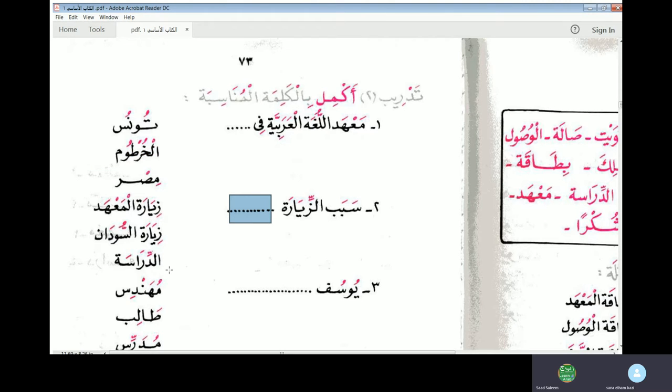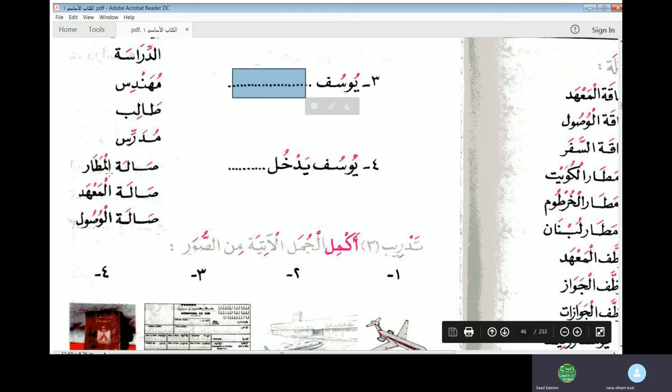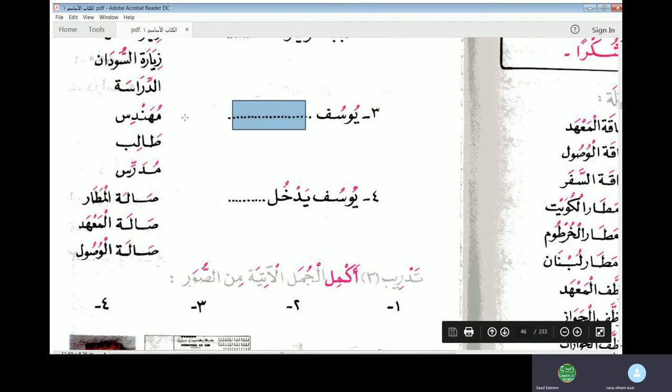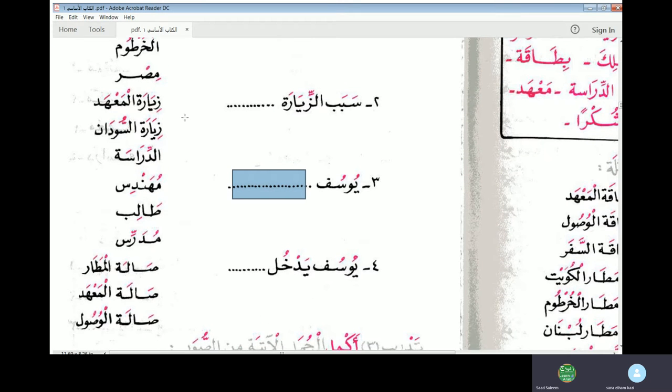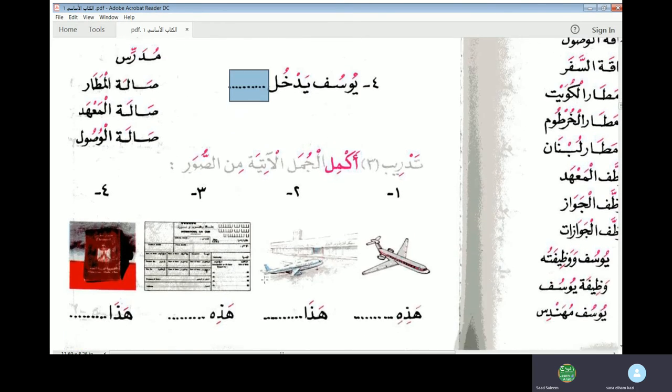سبب زيارتي الدراسة. Purpose of the visit is education. سبب الزيارة or زيارتي. سبب الزيارة, زيارة, right. Or if you want. Okay. يوسف طالب. يوسف is a student. صالة الوصول. يوسف enters the arrival gate.